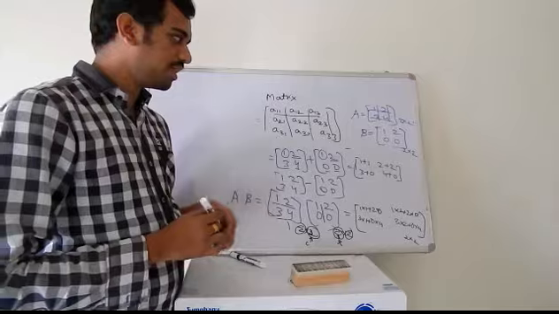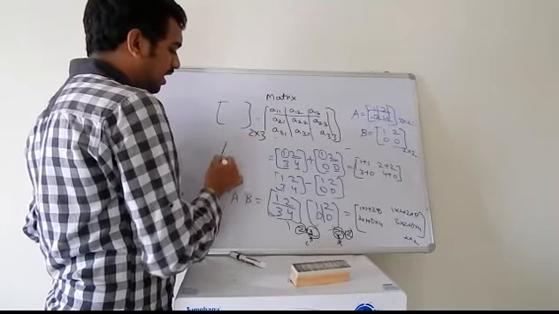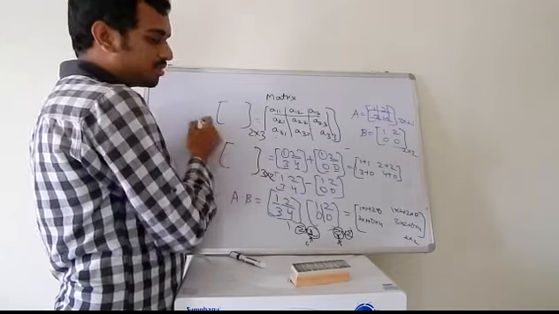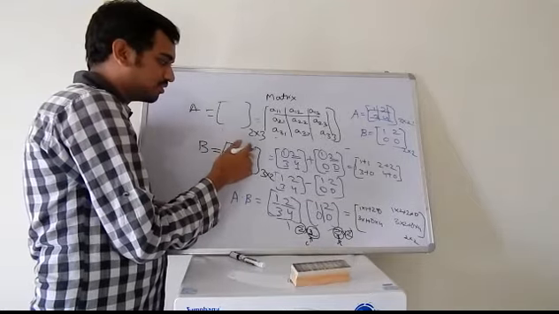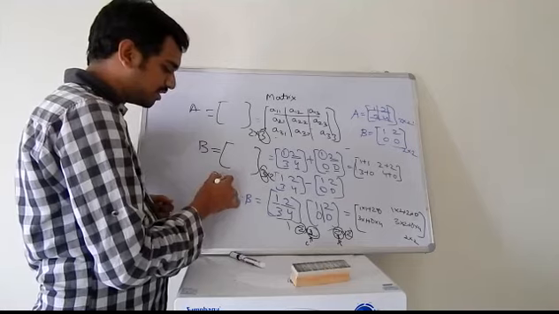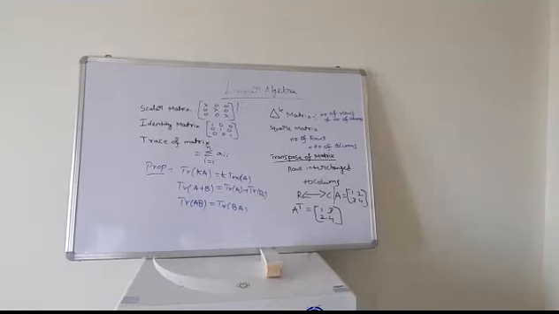But coming to a non-square matrix, this is 2 by 3 and another matrix is 3 by 2. If we want to multiply these two, A into B, these columns and these rows are exactly equal. Finally we get a matrix of 2 by 2. The order has changed.